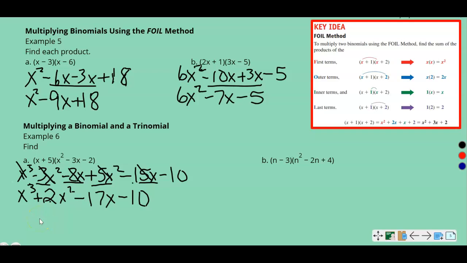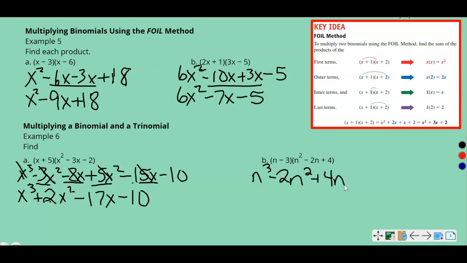All right, part B, n minus 3 times n squared minus 2n plus 4. So first we're going to do n times n squared. It's going to be n cubed. n times -2n is -2n squared. And n times 4 is 4n. So again, we have to distribute. We're multiplying n times each term in the trinomial.